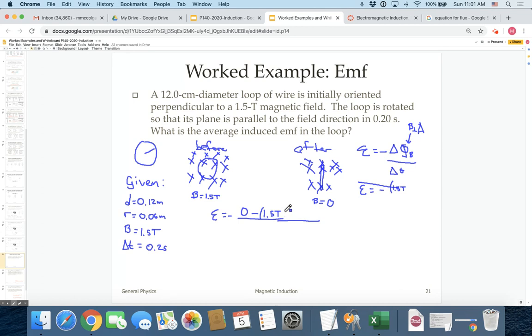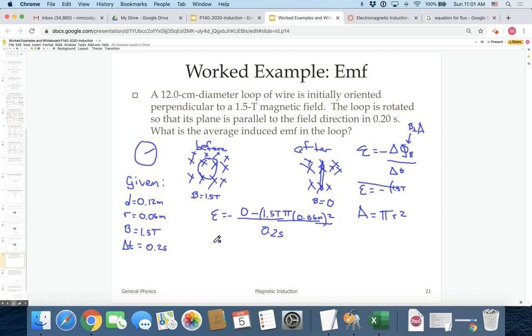And so what's the area? That's going to be pi r squared, right? So my area of my loop is going to be pi r squared. So that's what I'm plugging in right here. Pi times r squared is going to be 0.06 squared. And now my time is going to be 0.2 seconds.